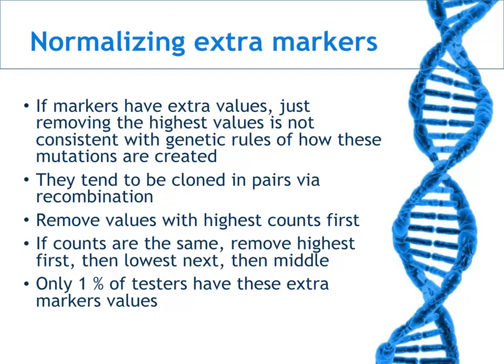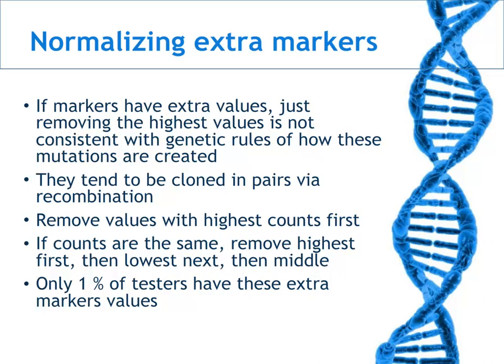So for normalizing the markers, if they have extra values, you shouldn't just remove the highest ones. That will get them through, but a lot of times it won't predict properly. They tend to be cloned in pairs, being a recombination. And so you really need to follow the consistency of genetic rules, because these are basically cloned in pairs.